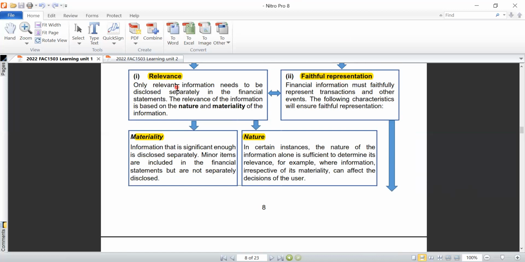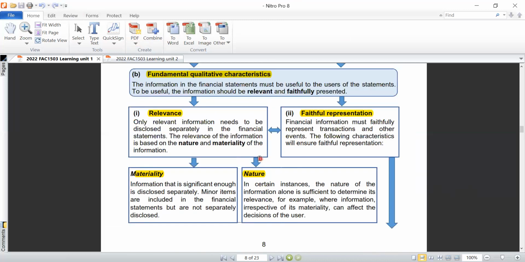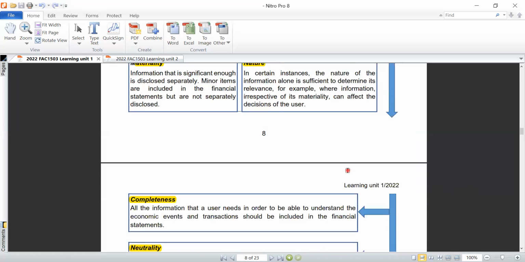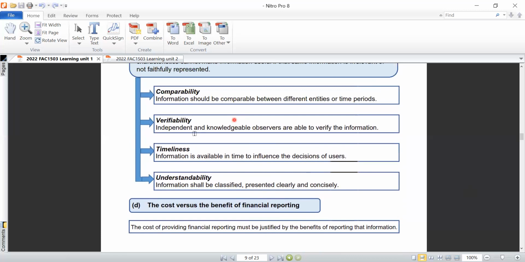With relevance, remember two things. Information is relevant if it is material and if the nature of the information is financial, right? It helps the user to make informed decisions. So it's very, very important, my brother, to remember these principles. All of these are coming from the fundamental qualitative characteristics. We're almost done, so you don't need to really worry.